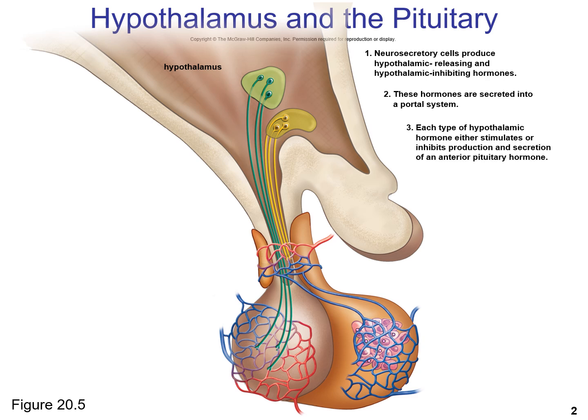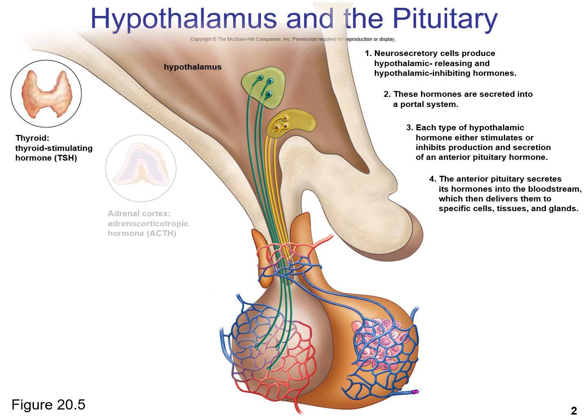In this case, what I decided to diagram was the production of an anterior pituitary hormone, which you see in purple here. These cells will then release their hormones into the bloodstream, which then delivers these to specific cells, tissues, and glands, again containing the receptors necessary to receive these signals. And for anterior pituitary hormones, this has the ability to affect a lot of different tissues and cells and organs.